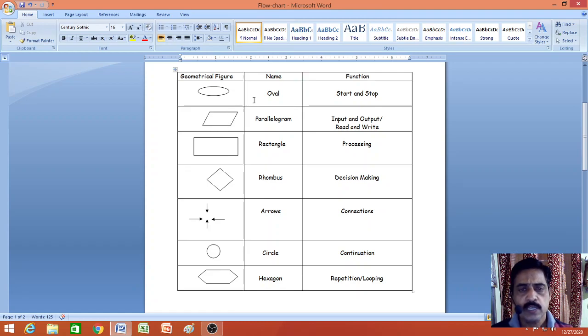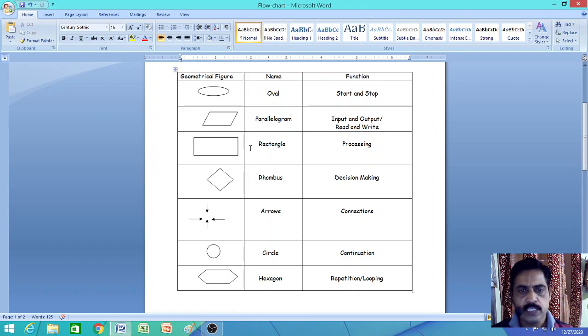The first one is the oval shape. The name is oval, and its function is start and stop. The oval shape is used to represent the start and stop operation. Next symbol, parallelogram. Its function is input and output, or read and write. The parallelogram is used to represent the function read and write, or input and output.